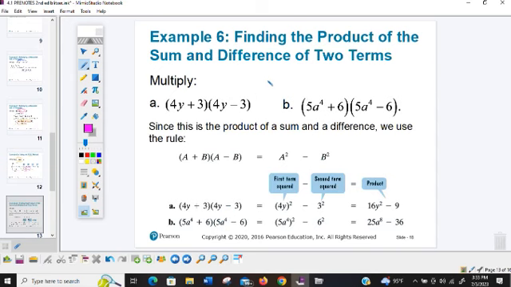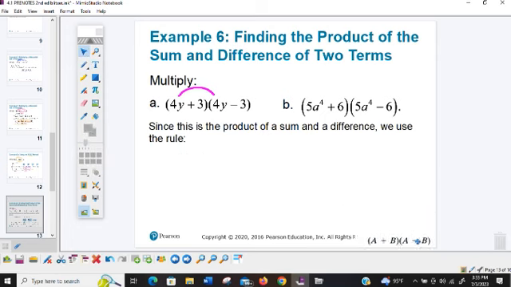So let's look at this one. Now this one is called finding the product of sum and differences. We do it the same way, okay? You'll notice it has a special answer, but we do it the same way, okay? So when I multiply here, 4y times 4y gives me 16, and I'm going to get rid of this real quick so we can write this out and have some room.